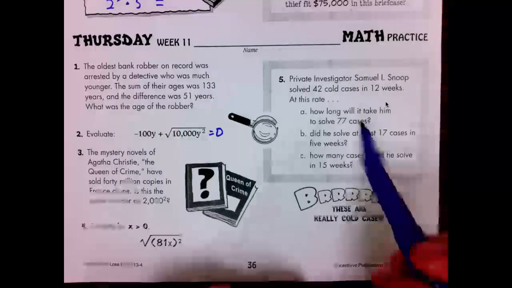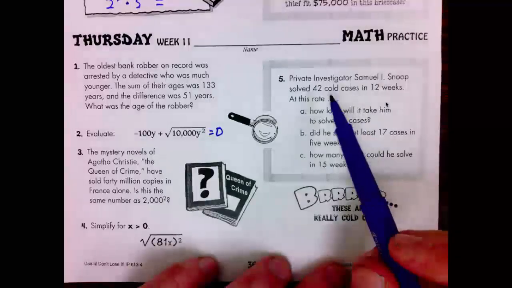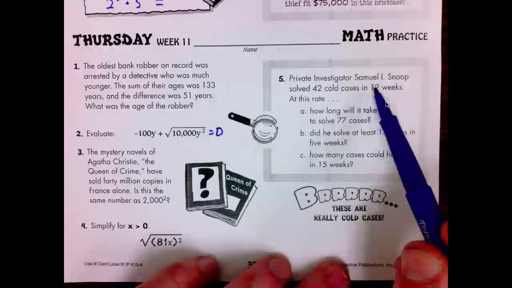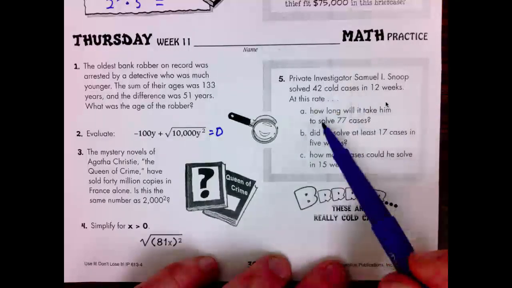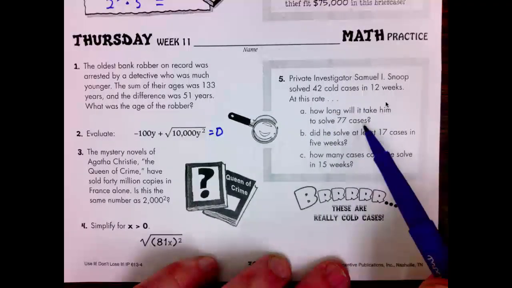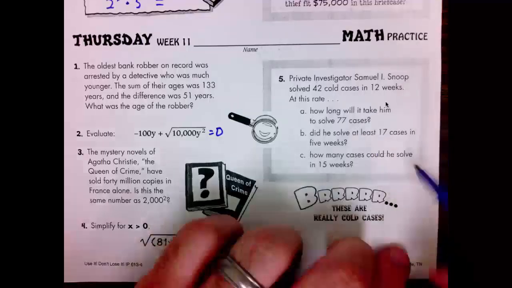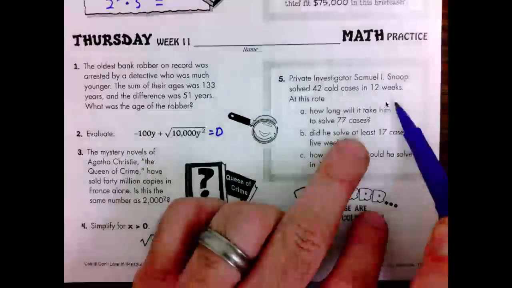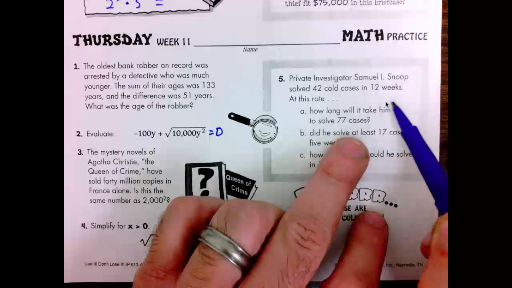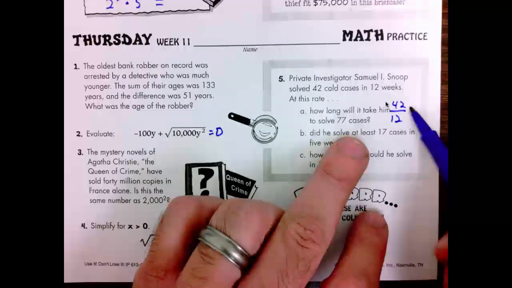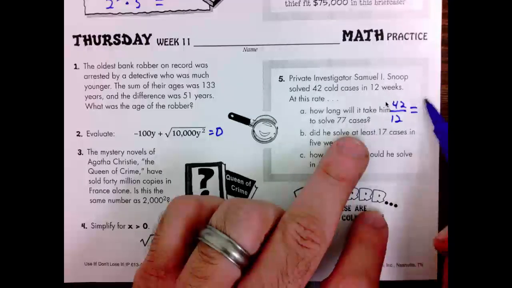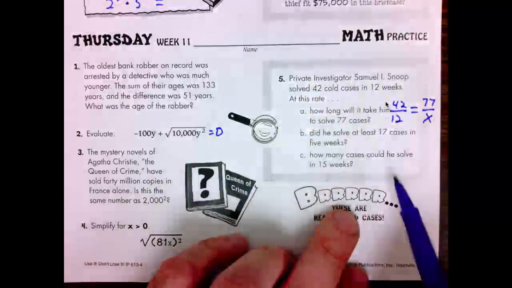Alright, I'm going to skip and look at number 5. Private investigator Sam I. Snoop solved 42 cold cases in 12 weeks. At this rate, how long will it take him to solve 77 cases? We could simply use a proportion. I'm going to put my cold cases over my weeks. 42 cases in 12 weeks will equal 77 cases in X weeks. We could cross multiply and solve.